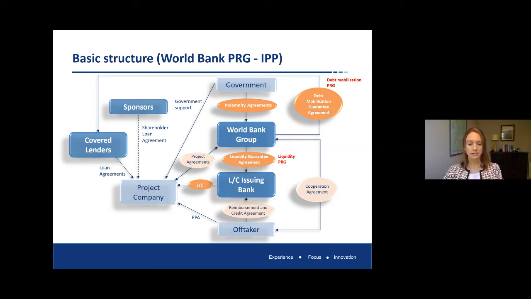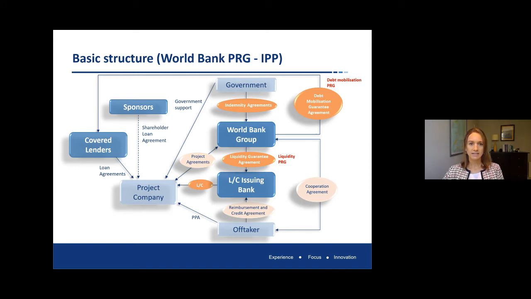Sponsors, not a huge amount to say here, other than, again, they ticked our private investment box in terms of eligibility, and they were providing shareholder loans and other equity to the project. The World Bank Group sits there more or less in the middle of the page. Clearly important involvement in the project, given that both products were being used. And as I've mentioned, we can see here that they provided the two key guarantee agreements. The first being the debt mobilisation guarantee, which directly benefited the covered lenders. And the second being the liquidity guarantee agreement, which directly benefited the LC issuing bank.